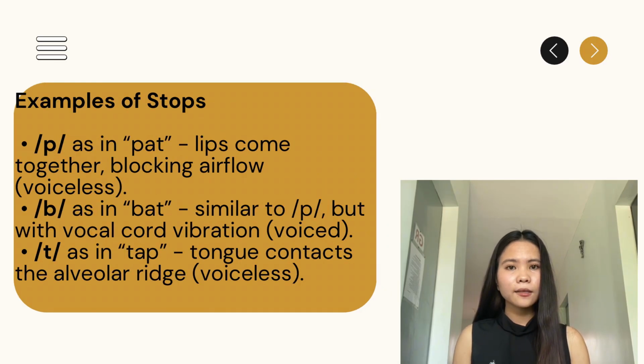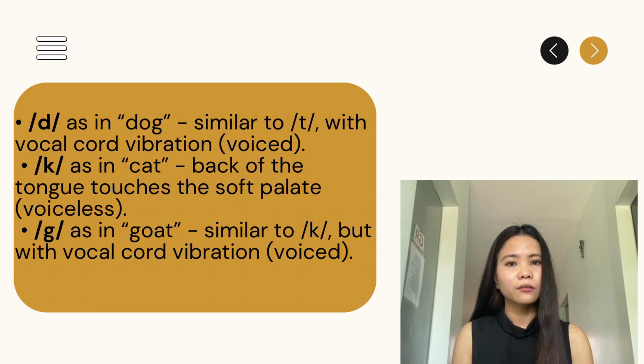Examples: p as in pat, the lips come together to stop the airflow. Pa. Ba as in bat, similar to pa but with vocal cord vibration. Ta as in tap, the tongue contacts the alveolar ridge just behind the upper front teeth. Da as in dog, also an alveolar sound but with vocal cord vibration.